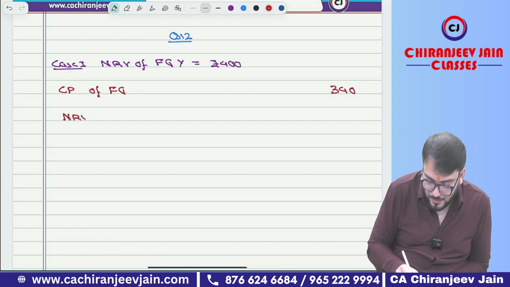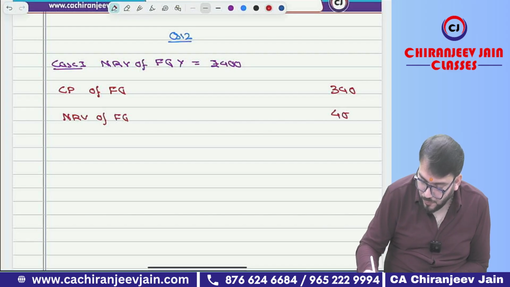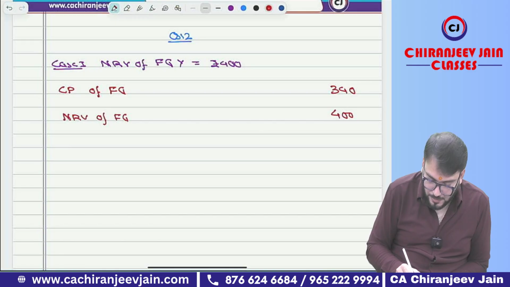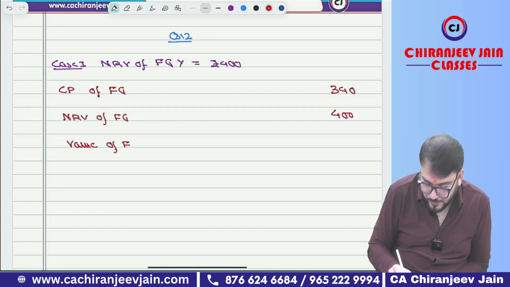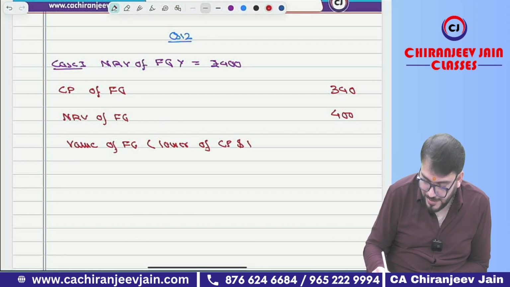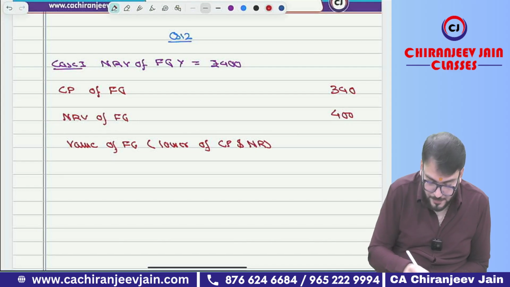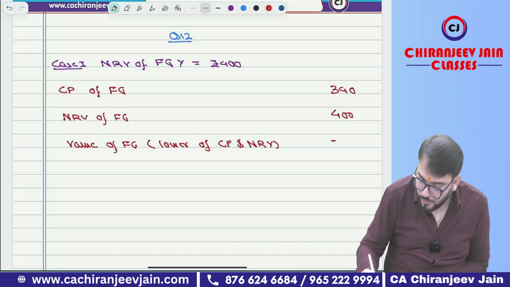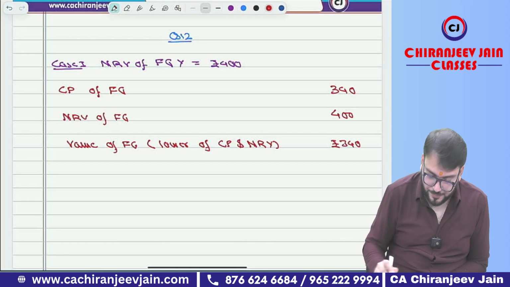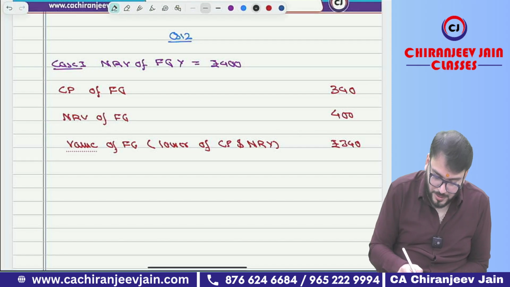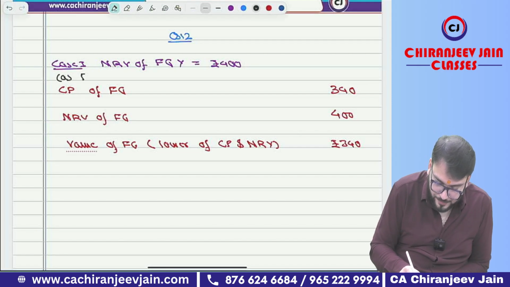And NRB of finished goods, that is 400. Therefore, value of finished goods will be the lower of cost price and NRB, that is rupees 340. Okay, sir. This is point number A, for finished goods.